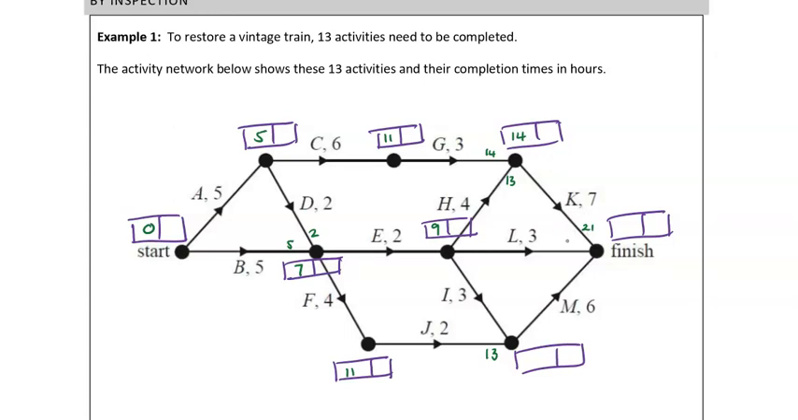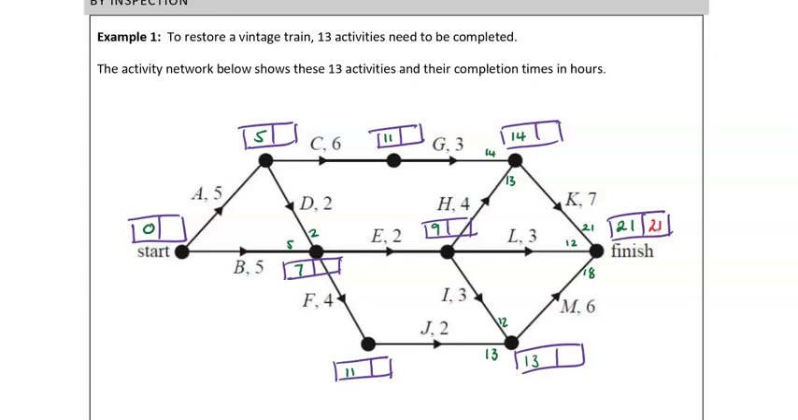L, 9 plus 3, 12. Let's go down and do I, so 9 plus 3, again 12, but 13 is larger, so 13 plus 6 for M, 18. 21 is our largest value there. So there's our completion time of 21.